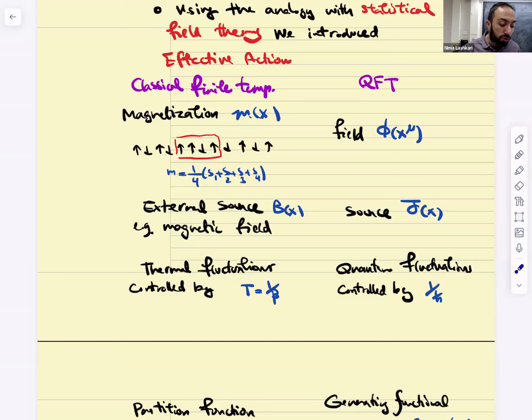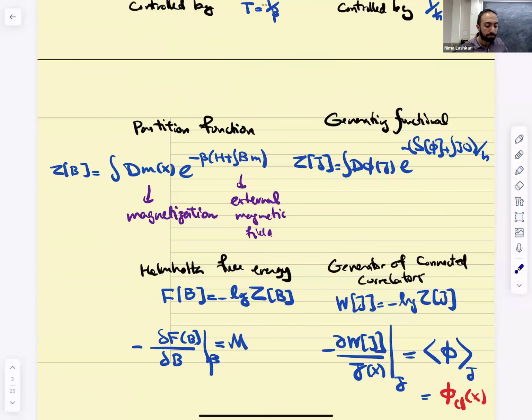Here you have fluctuations, thermal fluctuations, and the size of these thermal fluctuations are controlled by temperature, 1 over beta, right? Here you have quantum fluctuations, and the size of quantum fluctuations are controlled by 1 over h bar. So the same way that in QFT you do perturbation theory in h bar, here you could do perturbation theory in beta or 1 over beta. We'll see that in a second.